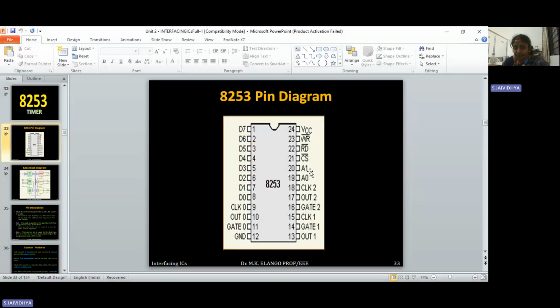The 20th pin is A1, and the 19th is A0. There are 3 clock signals available: the 9th pin is clock 0, the 15th pin is clock 1, and the 18th pin is clock 2. There are 3 output ports, 0, 1, and 2, on pins 10, 13, and 17. There are 3 gate signal pins. So these are all the pins in the pin diagram of the 8253, totally 24 pins.